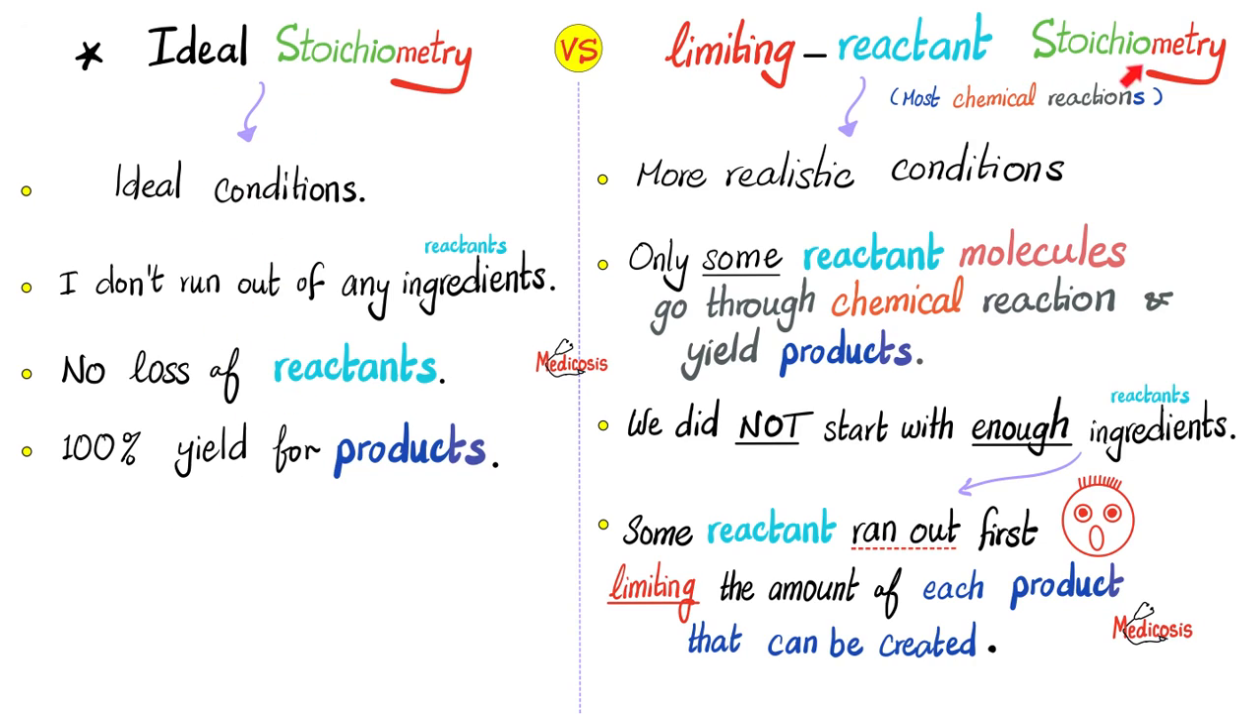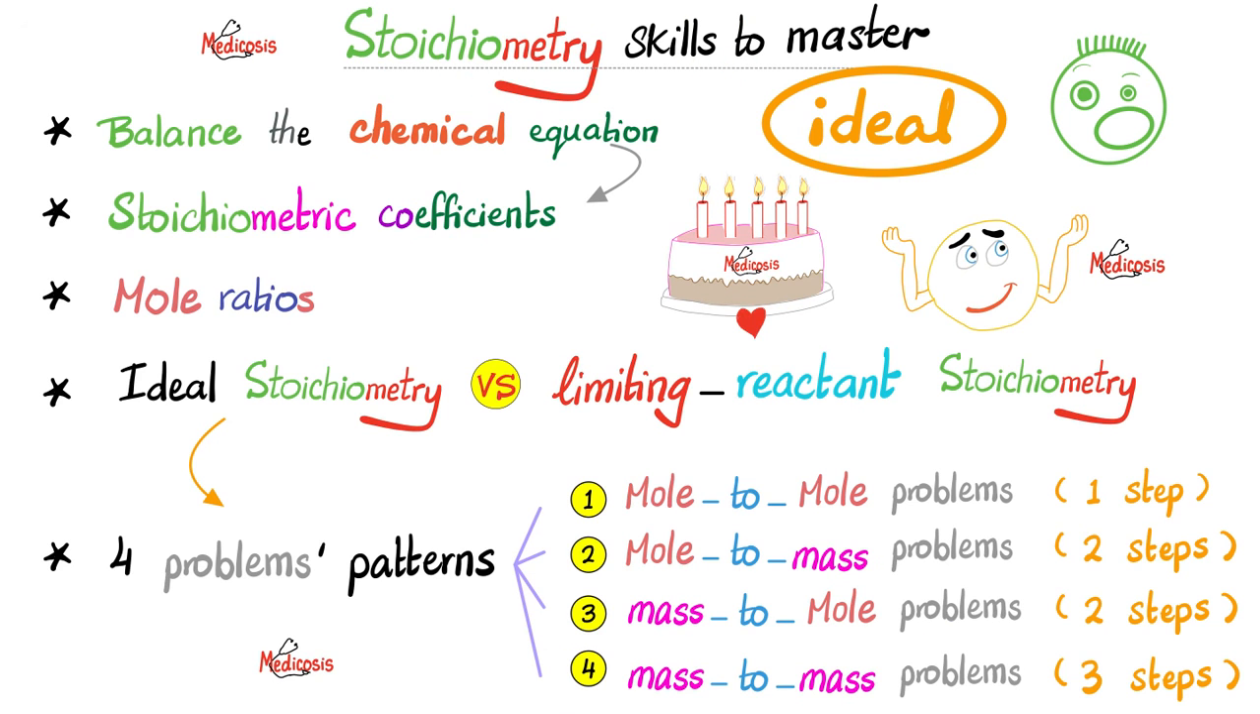What does exist in reality is limiting reactant stoichiometry. This is more realistic because some reactants go through the chemical reaction, yielding products. So the yield is not 100%. We did not start with enough ingredients, so one of the reactants will run out first, making it the limiting reactant. Stoichiometry skills. You need to balance the chemical equation.